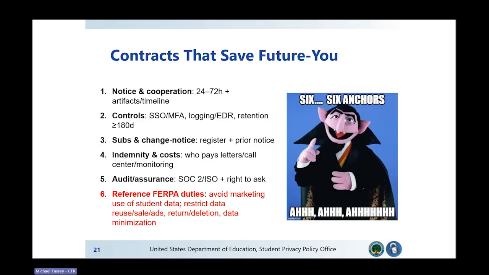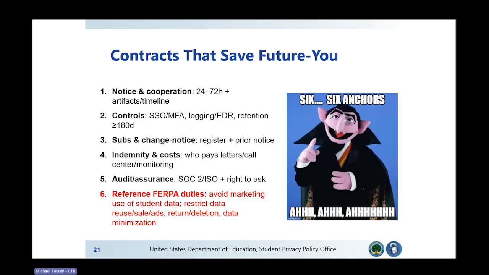and security bargain, right? And 6, refer to your FERPA duties, right? Avoid making use of student data for marketing purposes, or restrict data reuse or sale or ads. Make sure they don't have expectations that the data is theirs, that they have to return or delete the data at the end, and principles like data minimization, so that they only get access to the data that is required for the purposes that they were contracted.